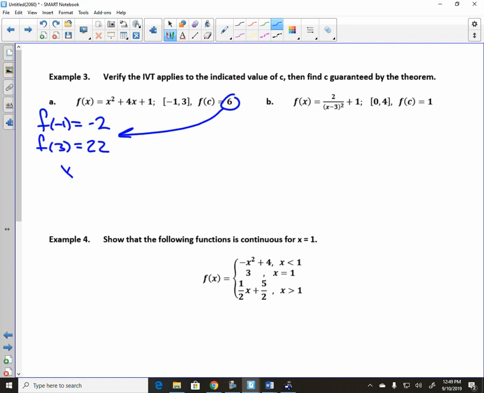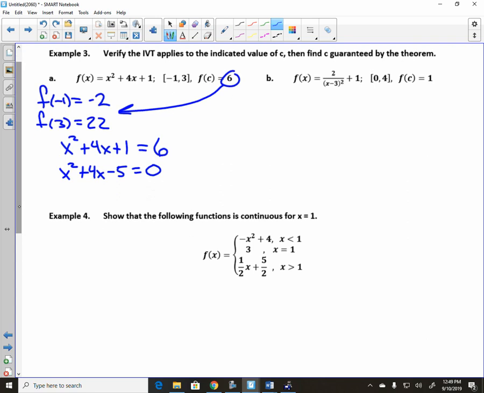All we have to do is take the function x squared plus 4x plus 1 and set it equal to 6. Do you know how to solve that? What do we do? Subtract the 6 on over, got a -5. Does that factor? X plus 5, x minus 1. What are our solutions? 1 and -5. What the heck does that mean?